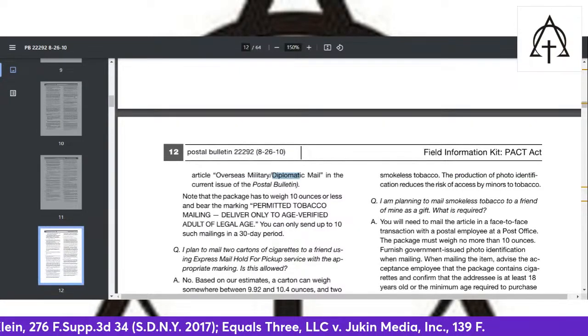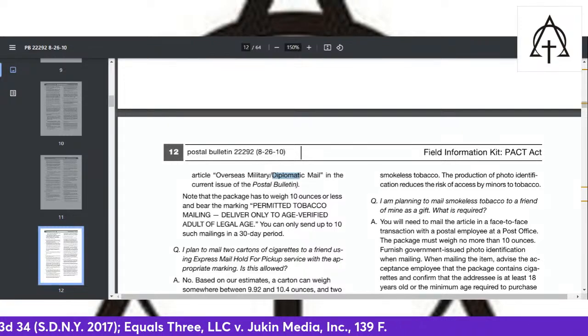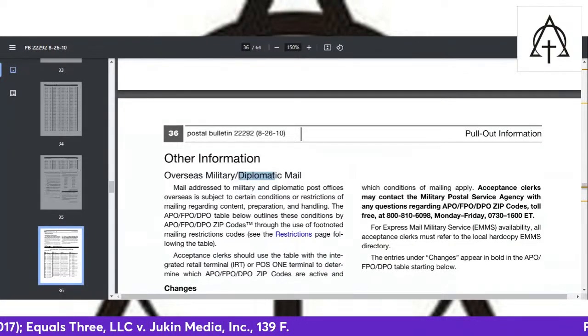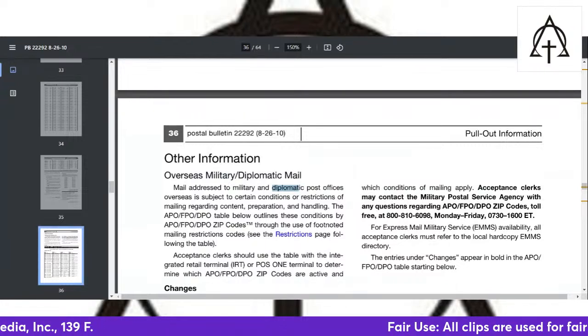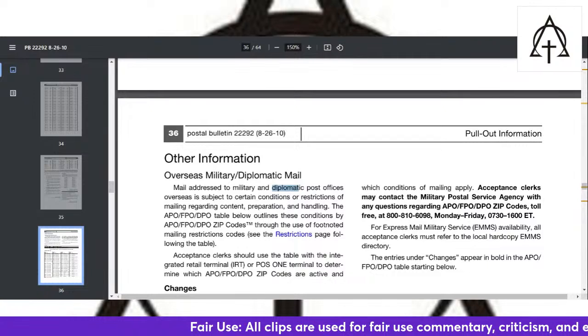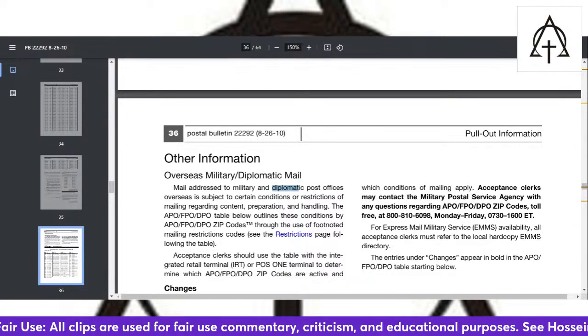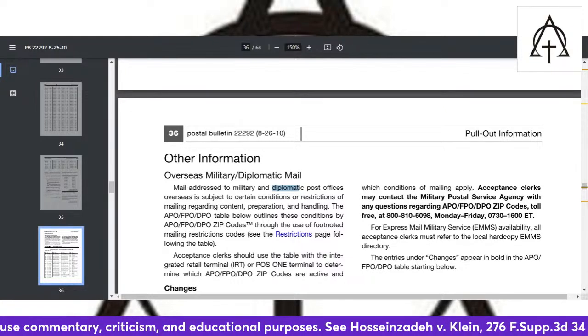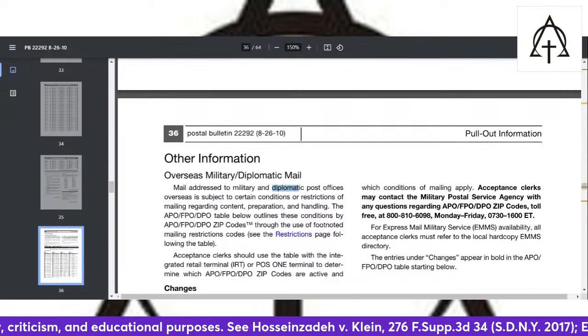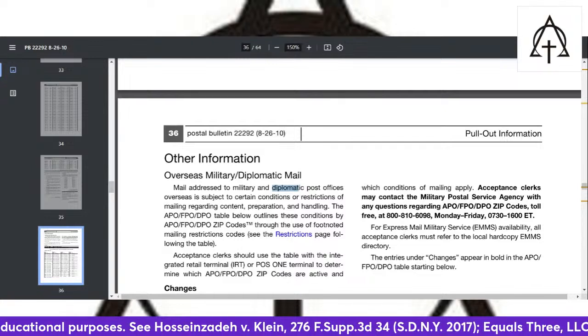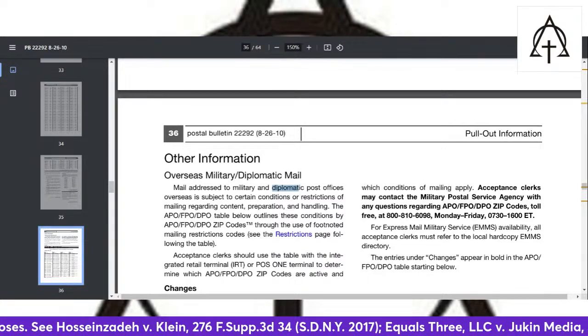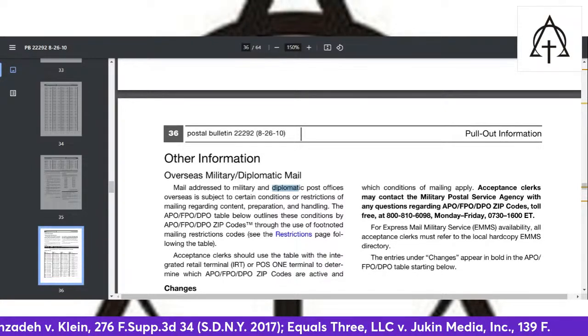Overseas military or diplomatic mail. Mail addressed to military and diplomatic post offices overseas is subject to certain conditions or restrictions of mailing regarding content, preparation, and handling. The APO or FPO: Army Post Office, Fleet Post Office, Diplomatic Post Office.